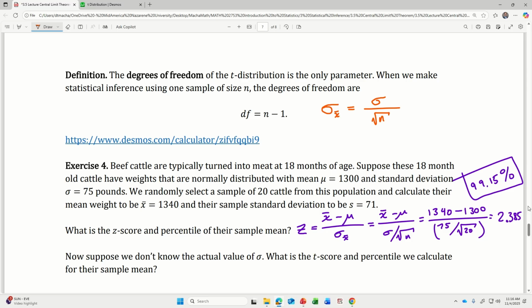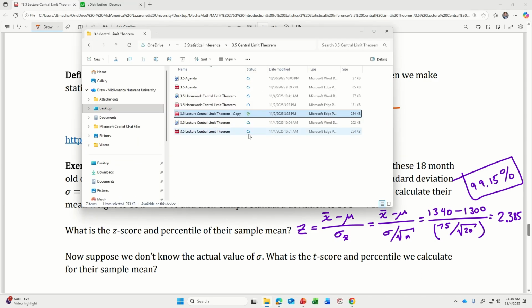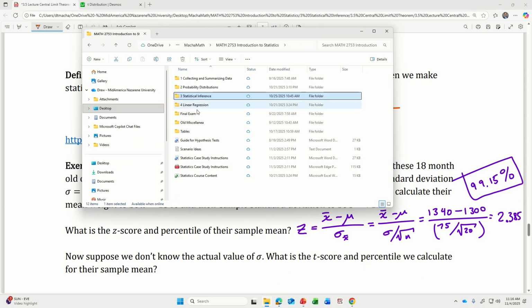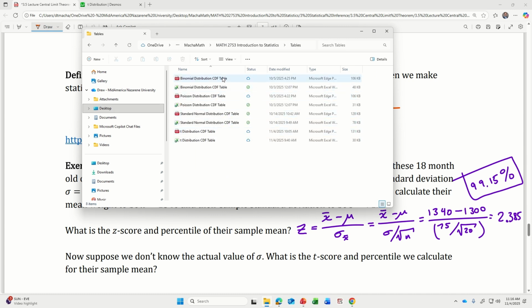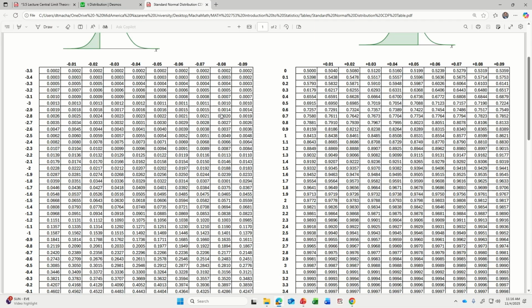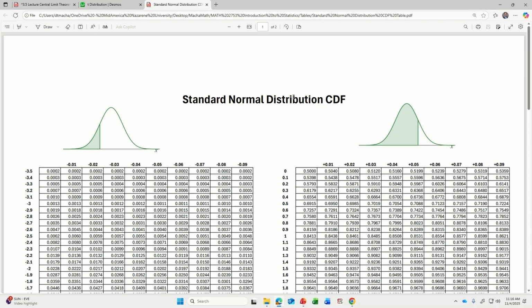Yeah? I'm sorry, how did you get 99.15 without using Desmos? Oh, without using Desmos? Is it just look at the charts that we have? Yep, you got to look at those charts. Is the t distribution multiplication or just the normal z-score? Right now, we're just doing the z-score. So for the z-score, you use the standard normal distribution CDF.